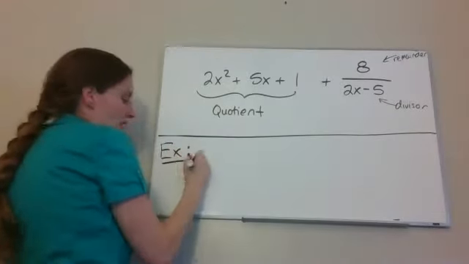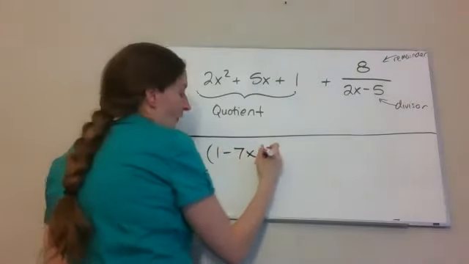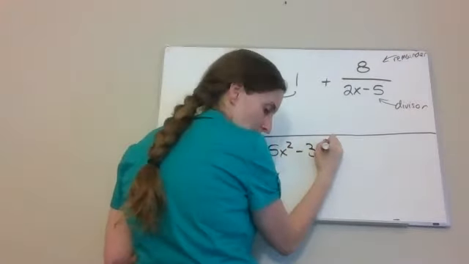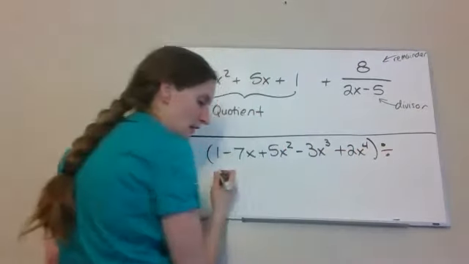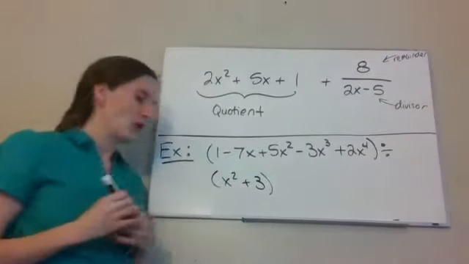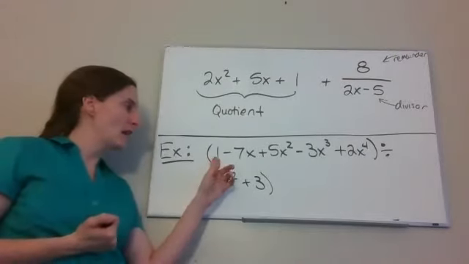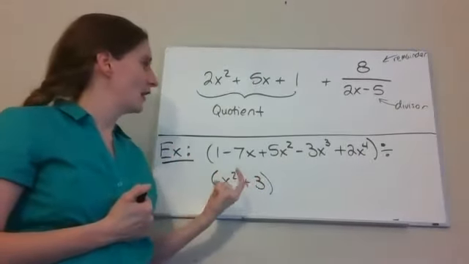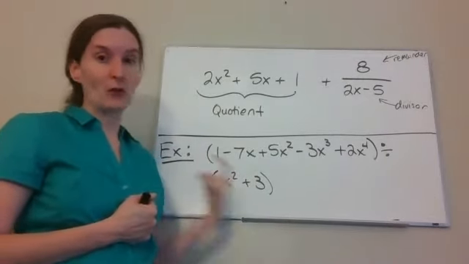My next example is going to be 1 minus 7x plus 5x squared minus 3x to the third plus 2x to the fourth divided by x squared plus 3. Now, before I even write this one in the correct form to do long division, I want to point out that my first polynomial, my dividend, is written in not the right order for long division. We want to have the highest exponent first and work down.